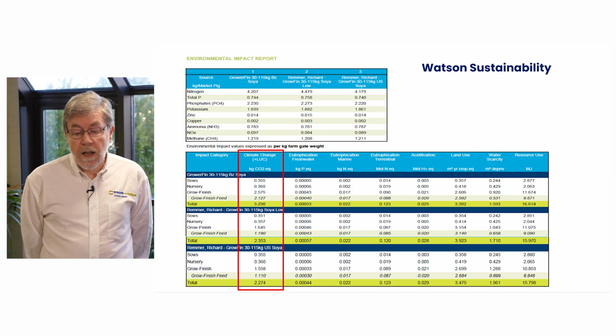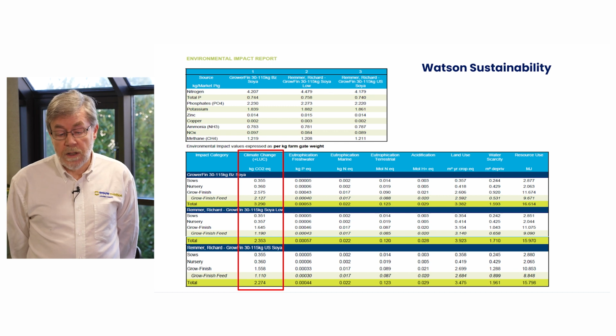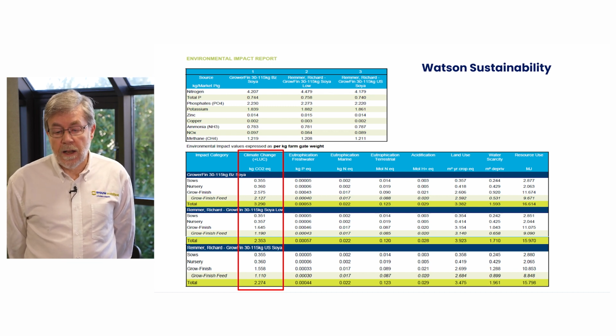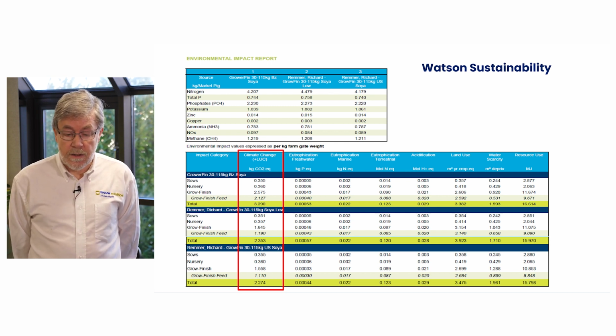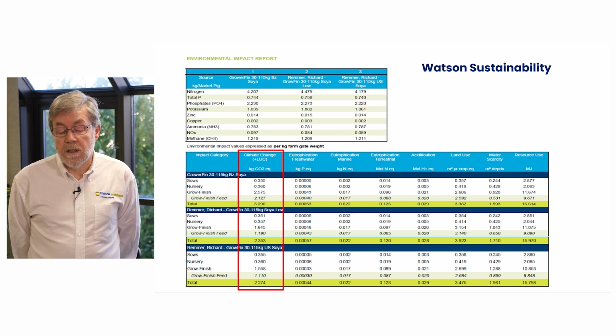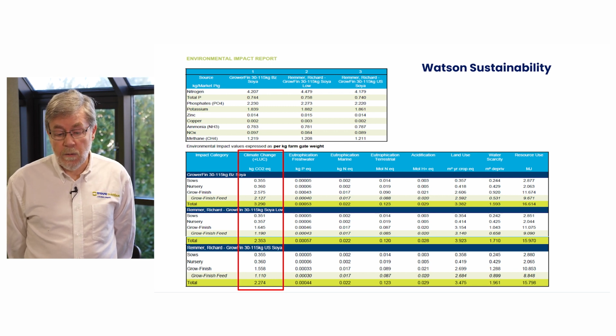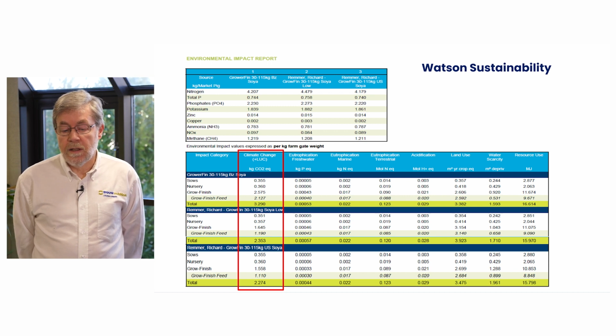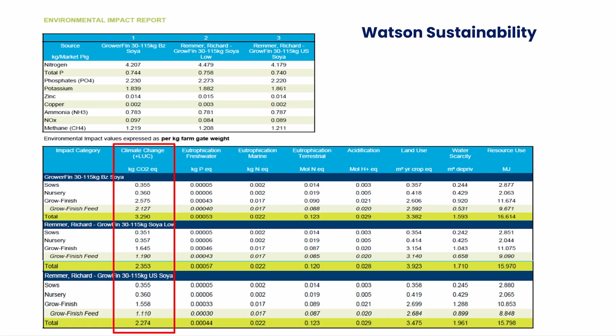So we can see that the highest figure comes from the Brazilian soya, as we'd expect, which has a very high land use change attached to it. Then if we compare this to the alternative protein sources, we can see that there is a reduction in the CO2 equivalents per kilogram of farm gate weight. But then when we compare this to soya from the United States, which doesn't have a land use change factor, this has a much reduced carbon footprint compared to both the Brazilian soya and the alternative proteins.